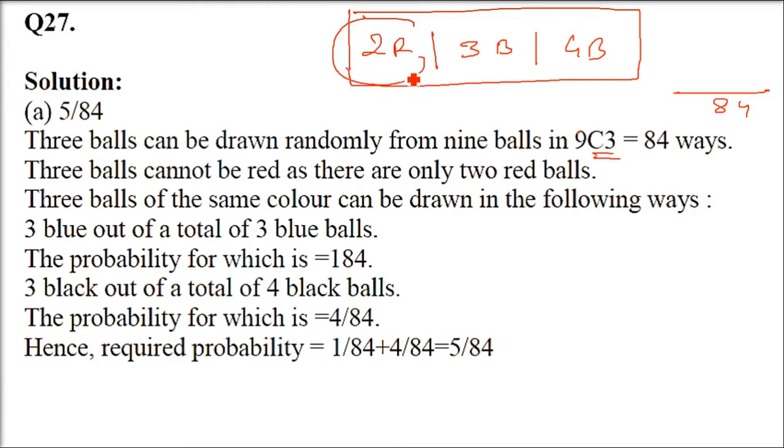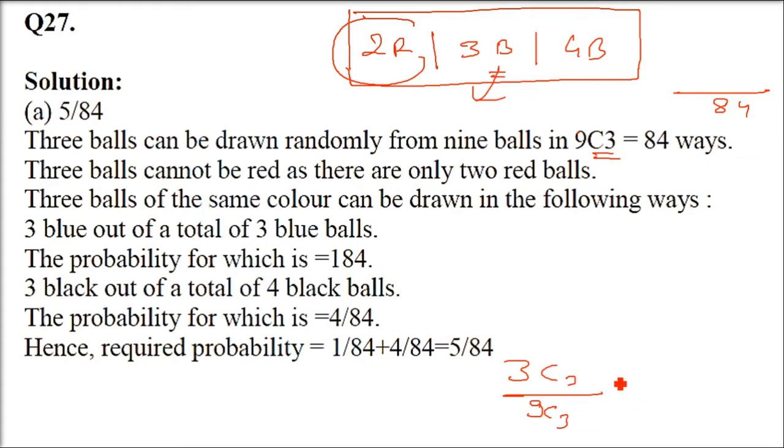Red are only 2. So just forget about red. It can be either blue or black. So now you are picking 3 from 3 or picking 3 from 4. So since it is or, I am going to add them. So 3C3, that is we are talking about blue balls now. 3C3 by 84, or 9C3 you can write.